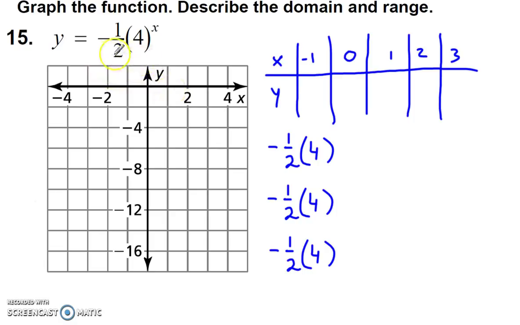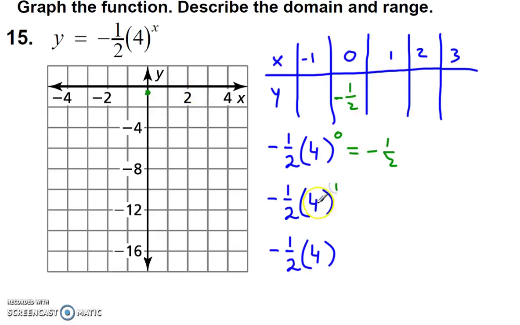Graphing the function, make yourself a table and then plug in. So if I plug in 0 here, that's pretty easy. That's 1, so I get negative 1/2. Negative 1/2. So I can graph that. 0, x is 0. We're at negative 1/2. We're going by 2's here, so that's 1. So we'd be right around there.